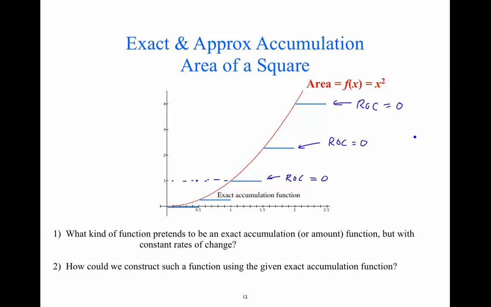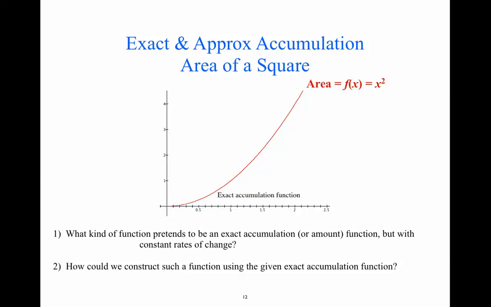There's no change in y for any of these to calculate a rate of change. The changes in y are all 0. So you just get constant rate. You just get 0 rate of change. So it's a different animal. Okay. So when you start with an accumulation function or an amount function, you're not going to build a step function off of it. Okay. Instead, what are we going to do?